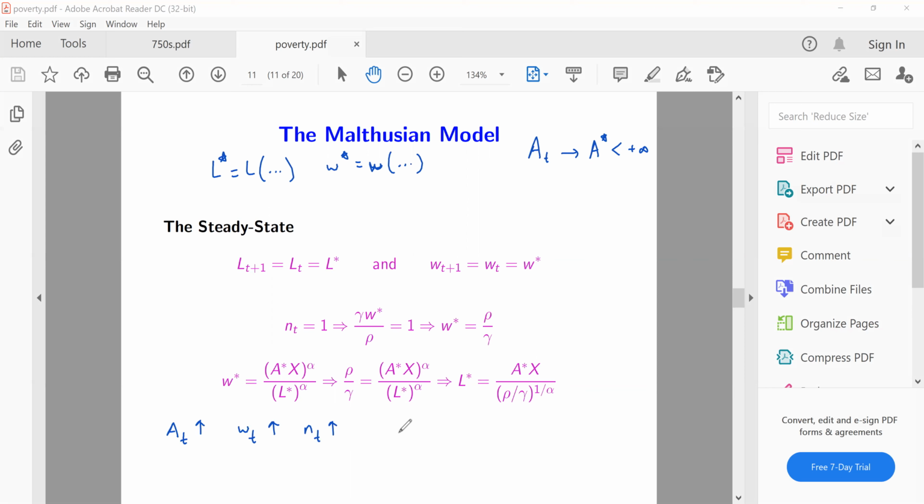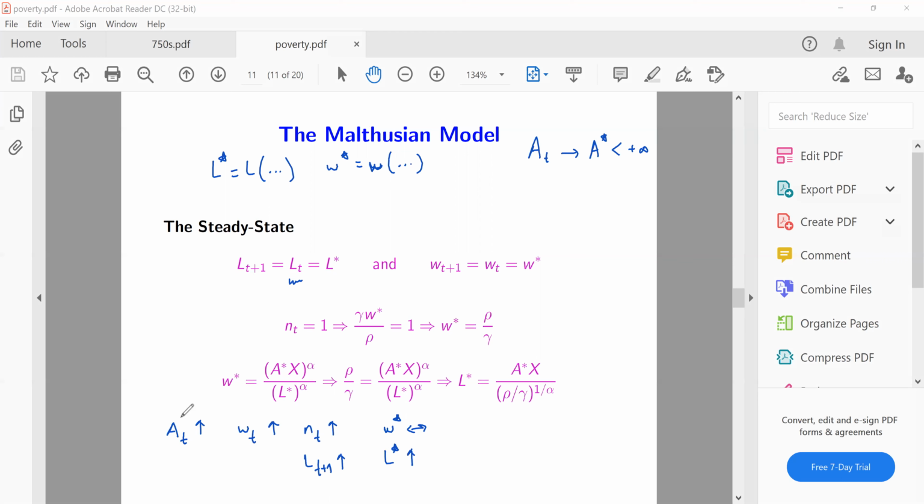But in the long run, there is no effect. Okay? W star does not depend on A_t. Okay? It stays the same. What about the population effect? Well, initially, there is no impact because L_t is predetermined at t, but L_{t+1} will be larger, okay, because of the fertility effect. And in the long run, L star will be larger, okay?